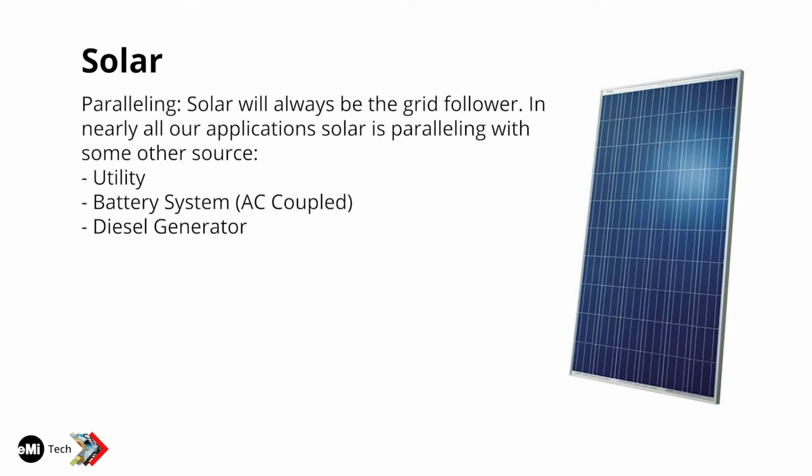Paralleling: solar will always be a grid follower. Remember I said the utility is always a grid former? The solar is always going to follow if it's connected, if it's paralleling with any source. And oftentimes in our systems that we're designing, it is paralleling with the utility, a battery system, which is called AC coupled, or a diesel generator. It can parallel with any of those. Not that we always do, but it can.